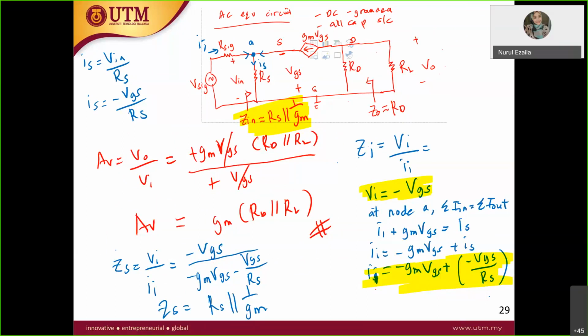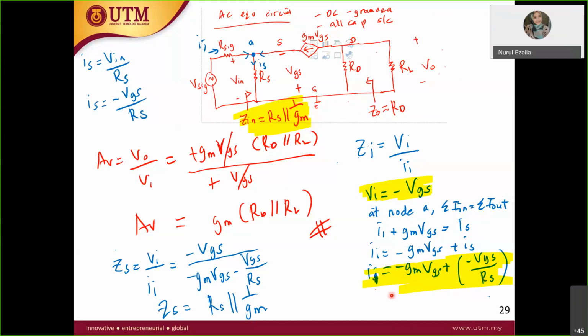Z in is equal to V in over I in. You have to find what is V in, what is I in. V in is equal to negative VGS at this point. At node A, we use KCL: I in equal to the I out. So total current over here is I in plus GM VGS equal to the IS. IS is the current across this RS, therefore negative VGS over RS.